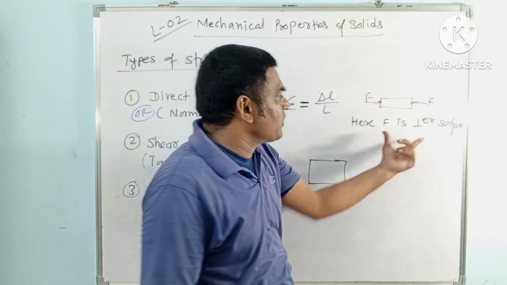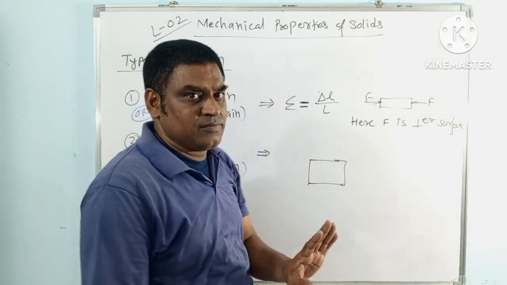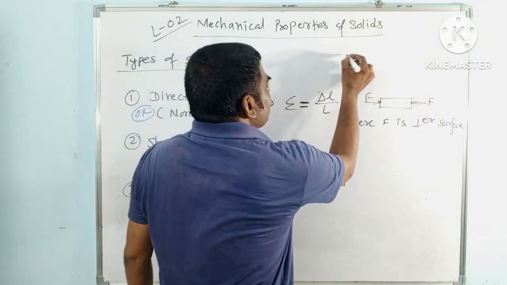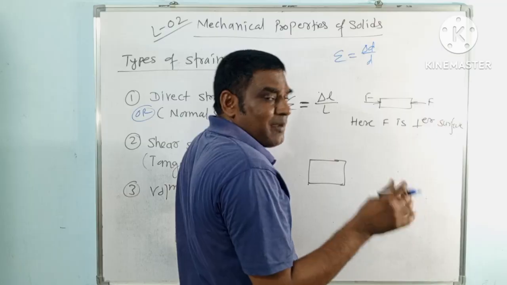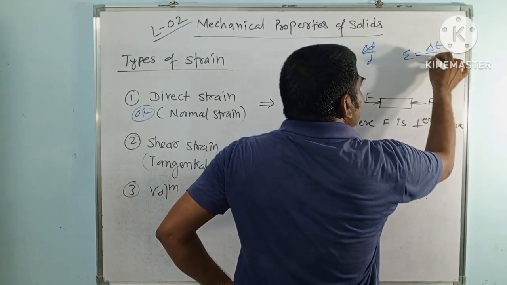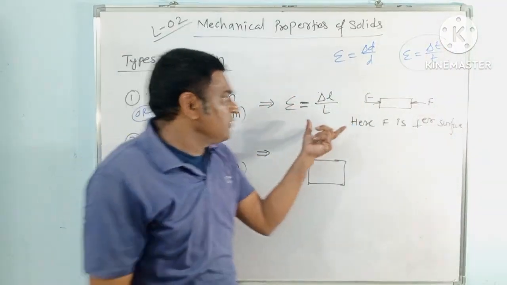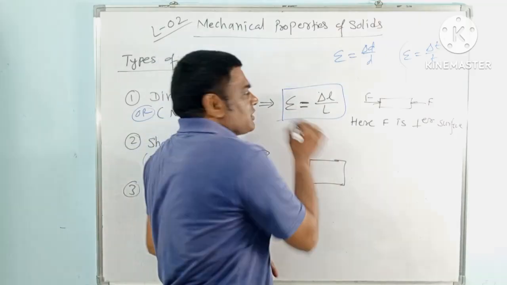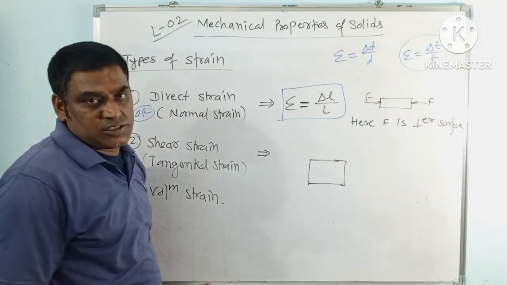Normal force, direct force means what? Perpendicular to the surface. In this case, whatever change in the length, change in the dimension, it may be length, it may be breadth, it may be diameter, anything. That is delta D by D. Change in diameter is happening. Sometimes change in thickness will be there, so no problem, delta T by T. Whatever it may be, change in dimension is happening. Then that change divided by original dimension is called strain. So if force is perpendicular, then it is normal strain or direct strain.